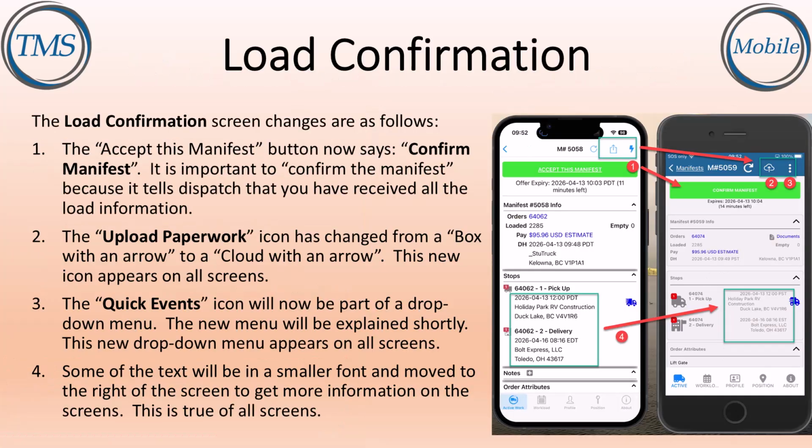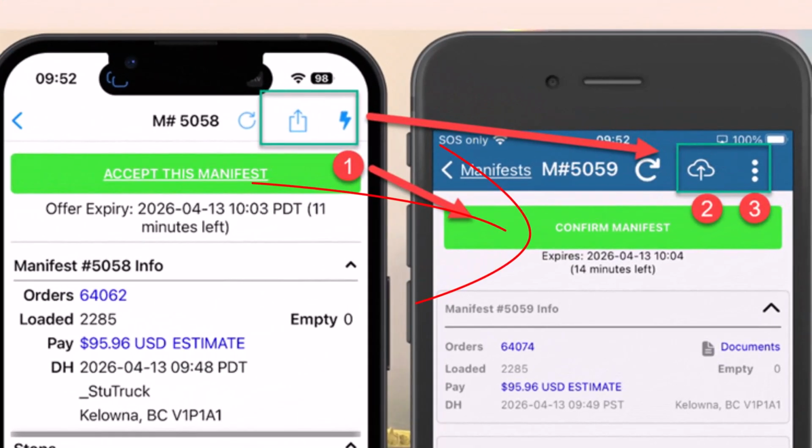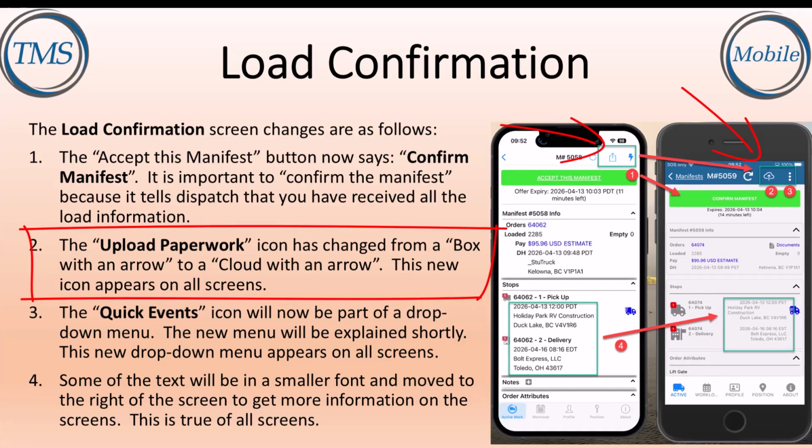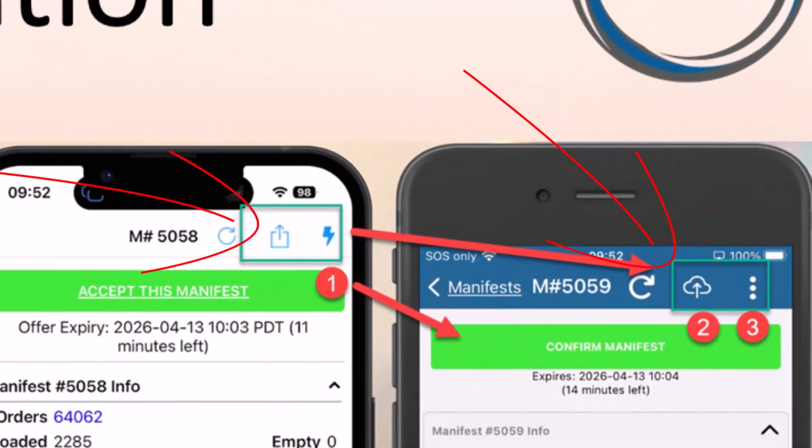The load confirmation screen changes are as follows. First, the Accept This Manifest button now says Confirm Manifest. It is important to confirm the manifest because it tells dispatch you have received all the load information. Second, the upload paperwork icon has changed from a box with an arrow to a cloud with an arrow. This new icon appears on all screens.